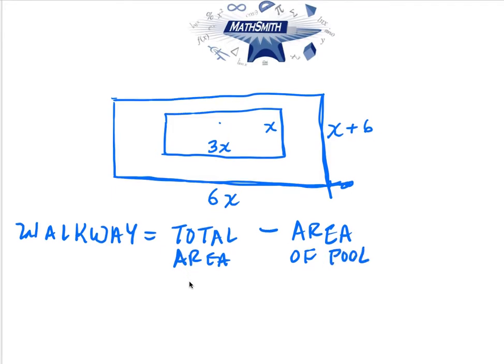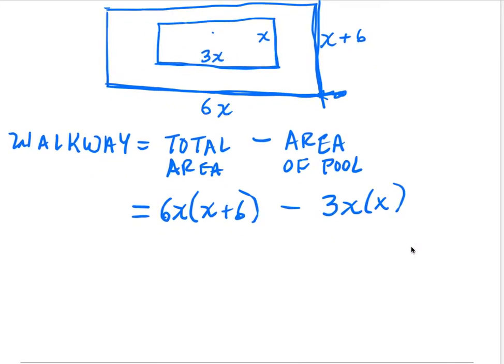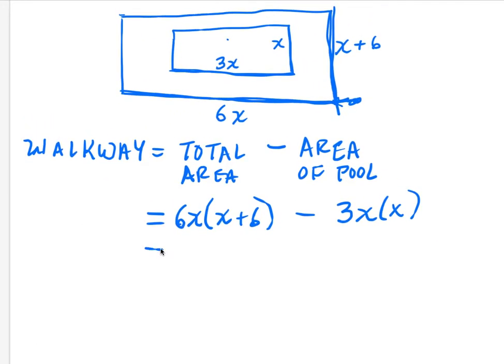All right, well, what's the total area? Well, I'm going to multiply this times this, right? 6x times x plus 6. And I'm going to subtract the area of the pool. So what's that? That's going to be 3x times x, right? That's 3x times x. So let's simplify this a little bit more, and then we're going to do our subtraction.